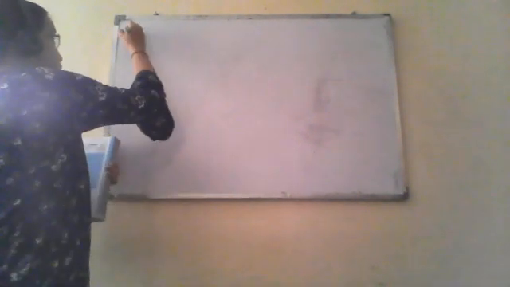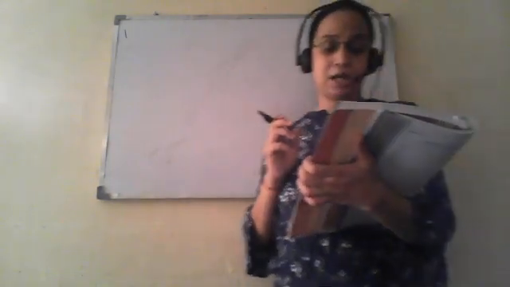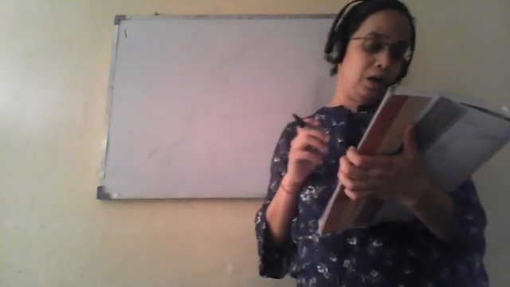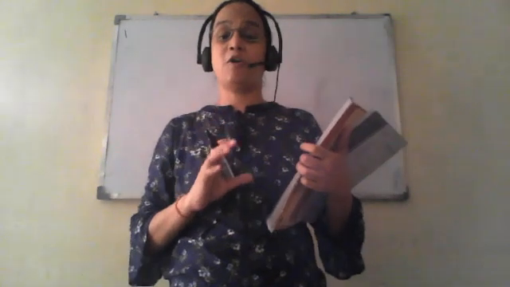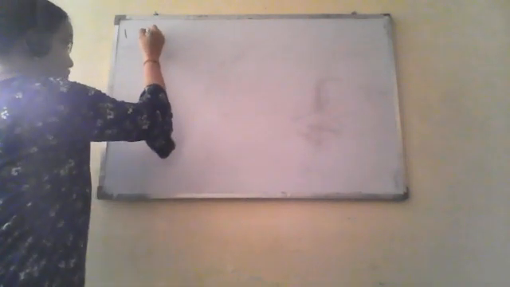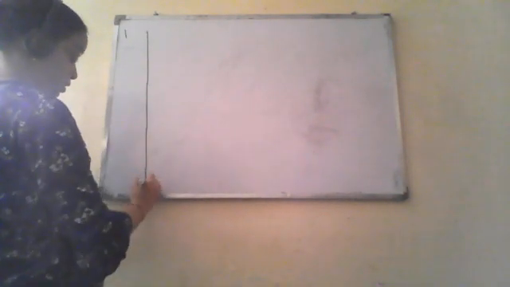First, different months are given: July, August, September, October, November, December, and the number of watches sold. So what is the information we have to plot? This is the number of watches sold in different months. Okay, we will directly plot this. We will plot a bar graph.